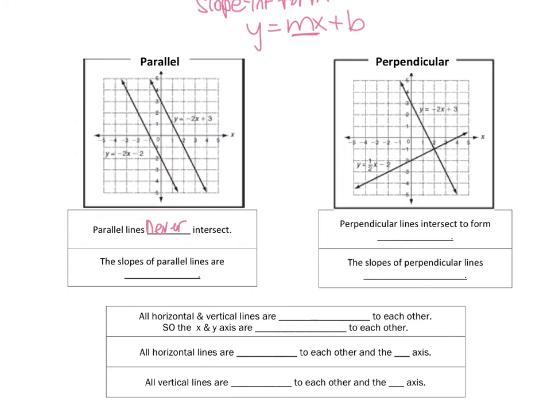When you're looking at your slopes of parallel lines, what do you guys notice right here that we highlighted? So we have y equals negative 2x minus 2, and then y equals negative 2x plus 3. What can you tell me about that highlighted part? In the chat or out loud.